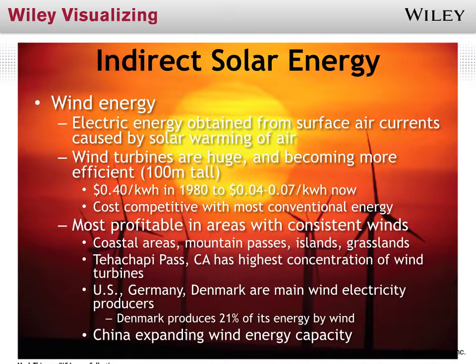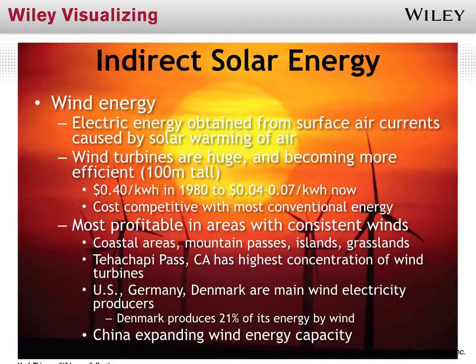So coastal areas, because of the ocean onshore breeze, and mountain passes, areas where the mountains dip down, are funnels that push the wind through at higher velocity. But even islands, because they're surrounded by the ocean, have those constant winds. And then open grassland areas throughout the heartland of our country.